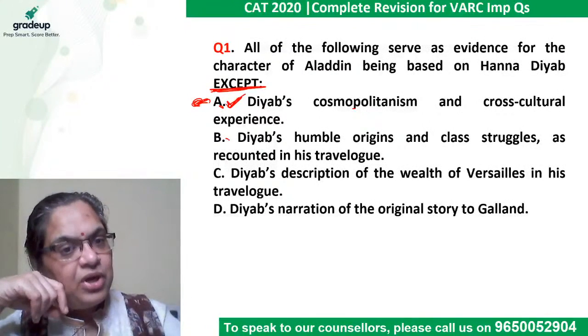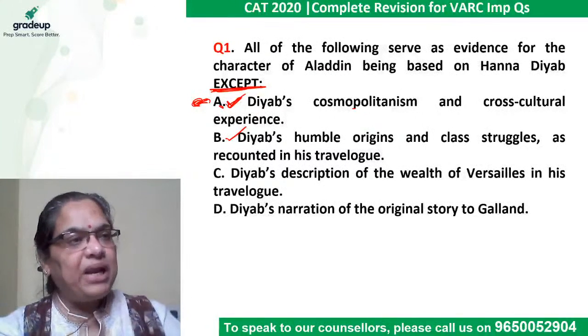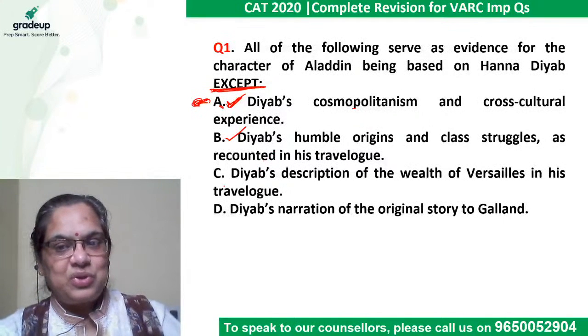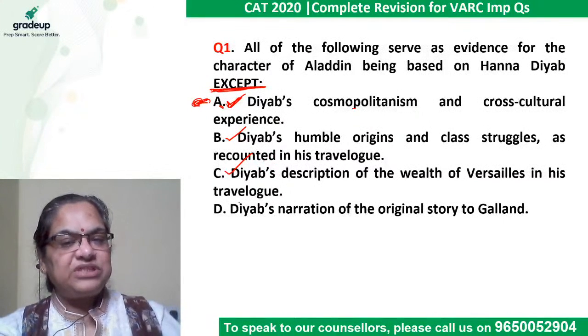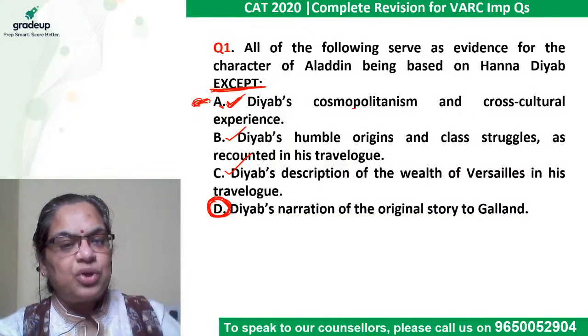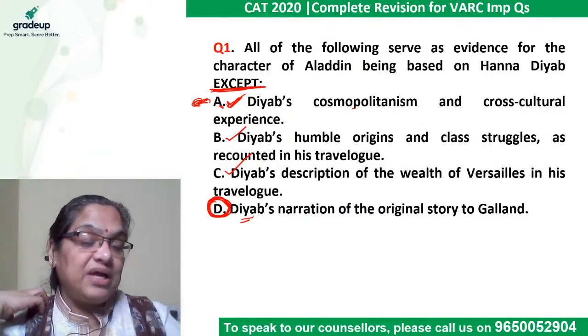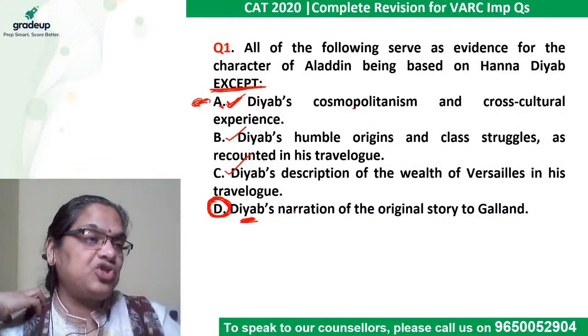Second, his humble origins, his hard knocks upbringing, which has been given in his travelogue, that is also. His description of the wealth of Versailles. Now, how did this show? He narrated the original story to Galland. How does that show that he is the author? The story is based on him.